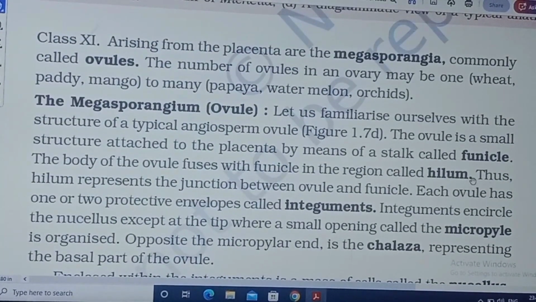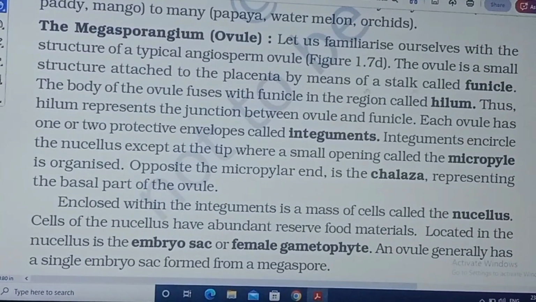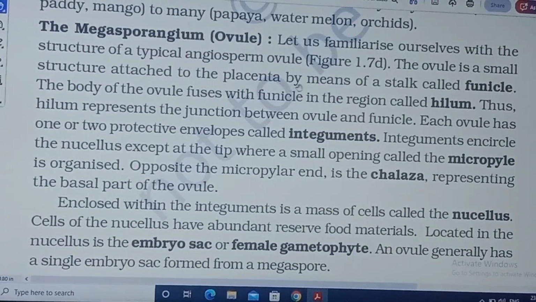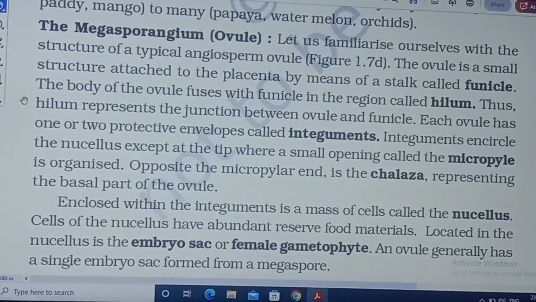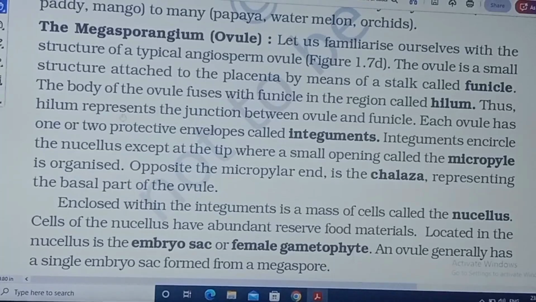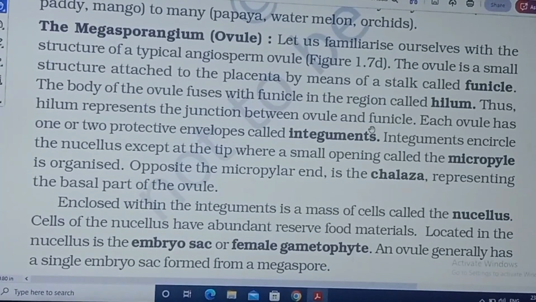The ovule is a small structure attached to the placenta by means of a stalk called the funicle. The body of the ovule fuses with the funicle in the region called hilum. Thus, the hilum represents the junction between the ovule and funicle.